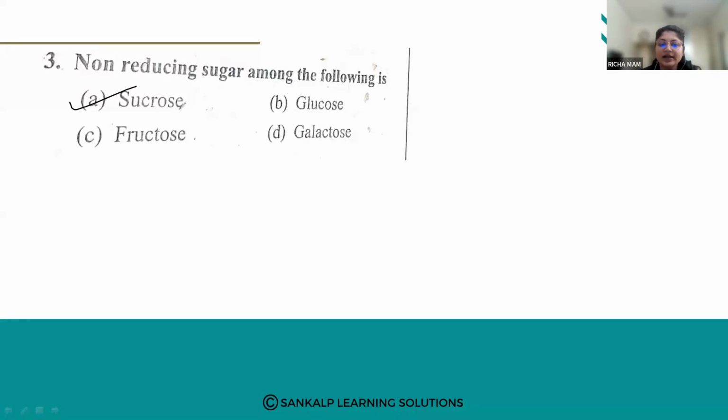Why is it a non-reducing sugar? Because the reducing groups of glucose and fructose are involved in forming the glycosidic bond, so there is no free OH group. Fine, so the answer is option A. I hope you have got it. Let us go for the next question.